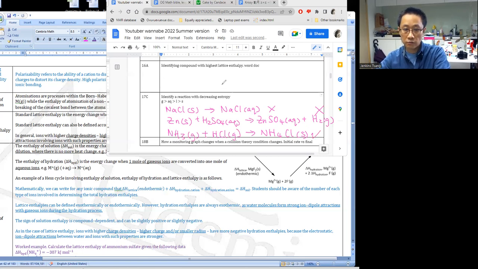The last choice is the decomposition reaction. It's copper carbonate solid becoming copper oxide, which is also solid, plus CO2, which is the gas, which corresponds to the system having much higher entropy than before.